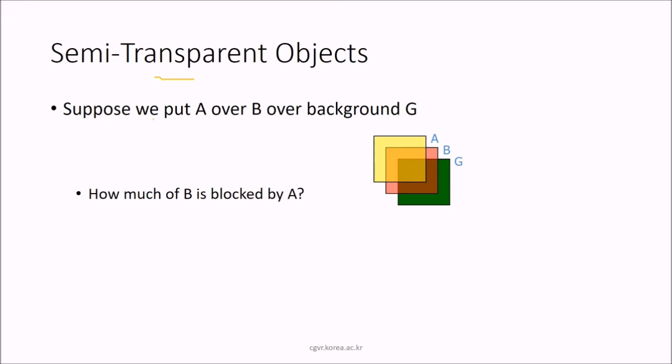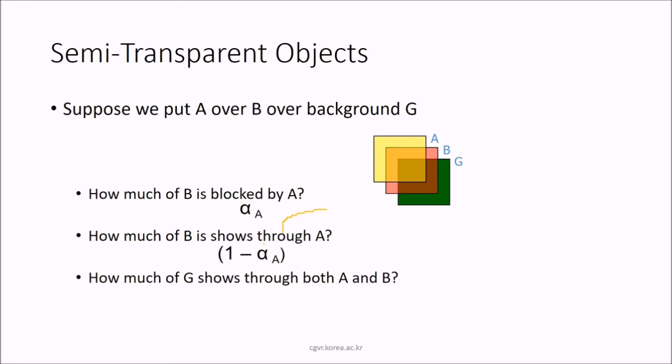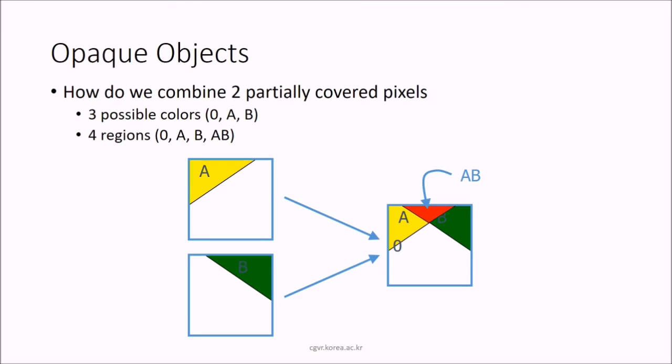What about a semi-transparent object? Suppose we put A over B over some background G. How much of B is blocked? This is the semi-transparent object, say with some alpha A. And how much of B is shown through A? This is the semi-transparency, that is 1 minus alpha. How much of G shows through both A and B? That will be 1 minus alpha A into 1 minus alpha B. For opaque objects, how do we combine two partially covered pixels?